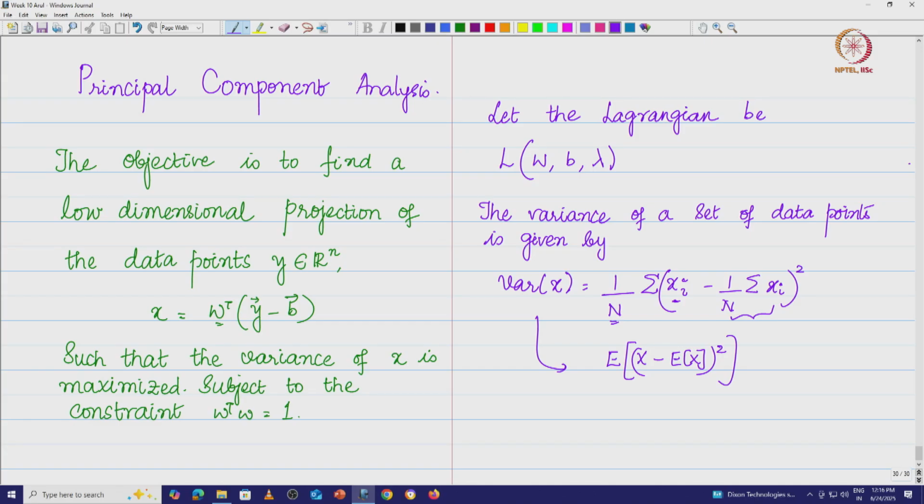Now, what we are going to do is bring all these ideas together and formulate the Lagrangian, and then get the value of the unit vector, the direction and all those things. Okay. So, let us look at that. So, what do we have?